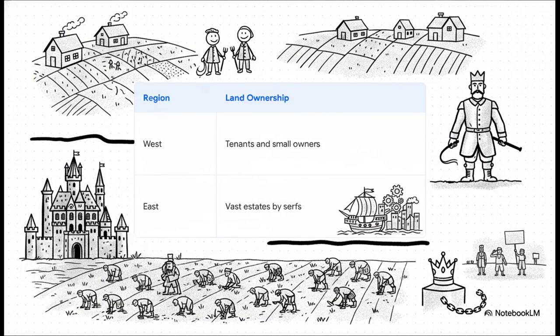Now, here is a major difference across the continent, and honestly, it's a classic CBSE exam trap you need to watch out for. The farming situation wasn't the same everywhere. In Western Europe, land was mostly farmed by tenants and small owners. But over in Eastern and Central Europe, the aristocracy kept a tight grip on power using vast, sprawling estates cultivated by serfs. Because of this, the middle class grew way slower in the East. So the whole push for nationalism looked very, very different depending on exactly where you were standing geographically.